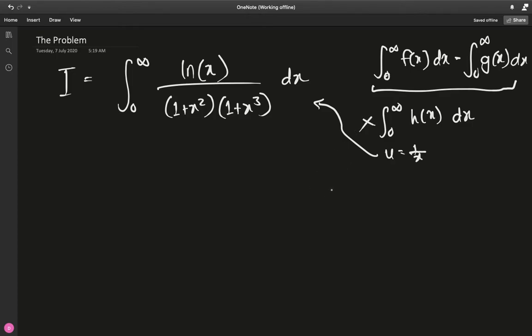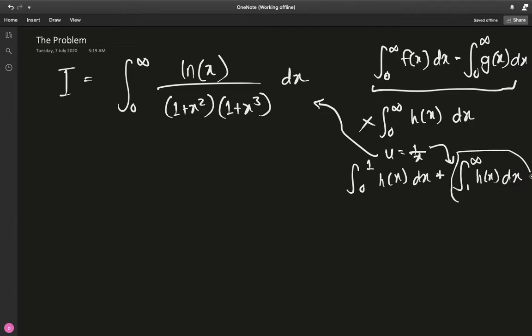Now one trick that works is splitting this interval of 0 to infinity as the integral from 0 to 1 of h of x dx plus the integral from 1 to infinity of h of x dx, and then applying this infinity symmetry, this reciprocal substitution, on the second integral that we have. So let's go ahead and do this method, because I've solved this question before after struggling a lot with divergence issues, but trust me, this method works.